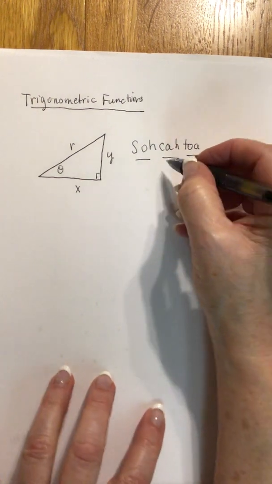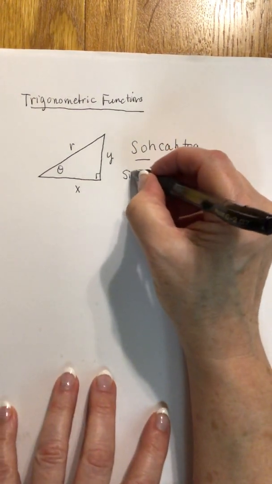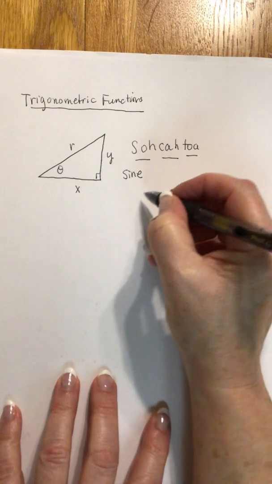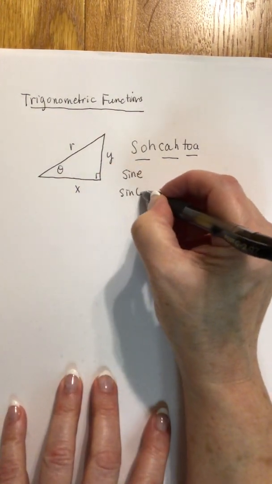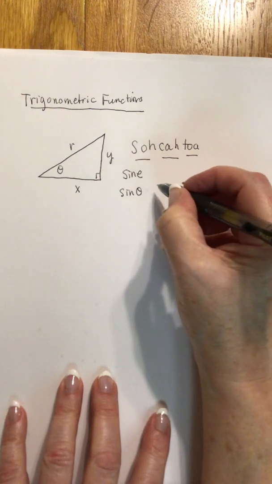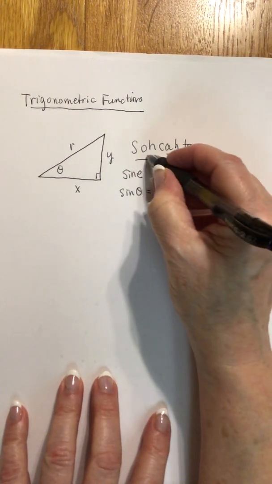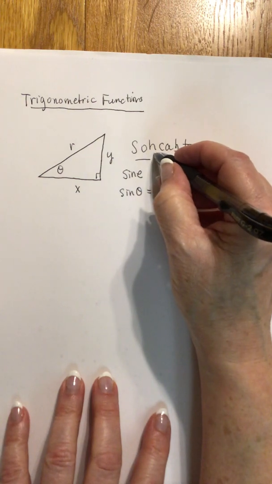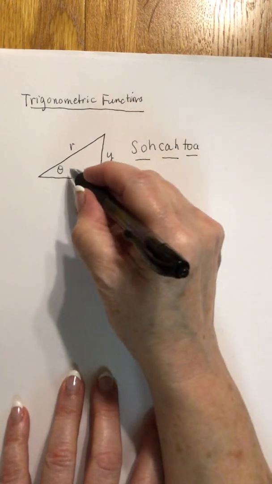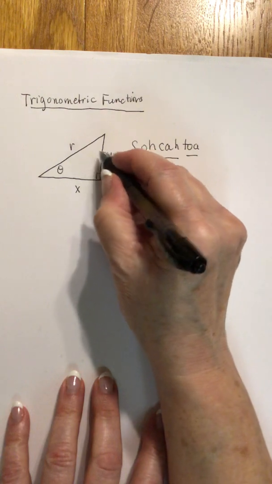So the sine, and we're going to write it as S-I-N-E, but its abbreviation is S-I-N of that angle, theta, equals opposite over hypotenuse. So the O stands for opposite and the H stands for hypotenuse. So looking at theta, opposite is going to be y over hypotenuse r.